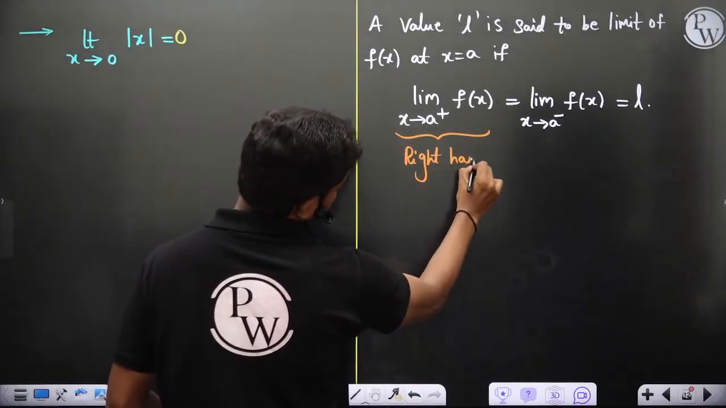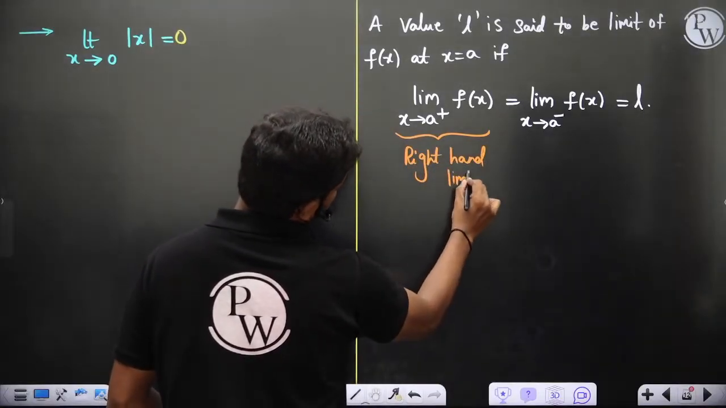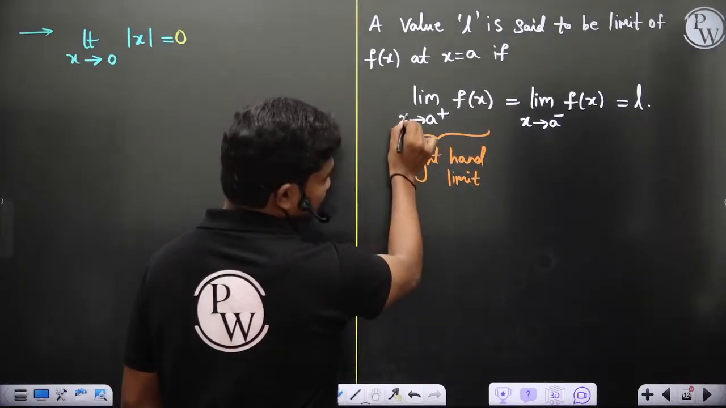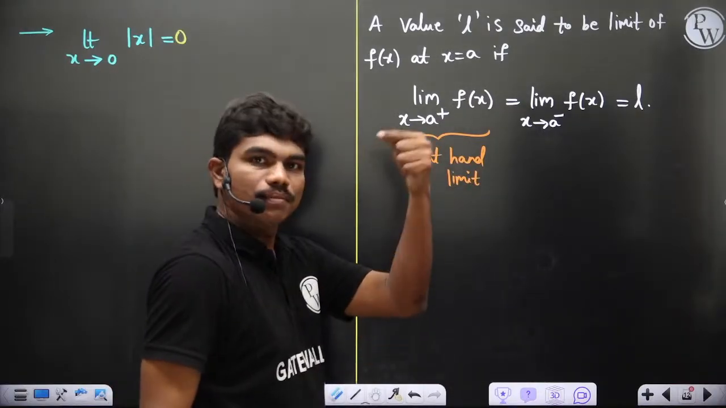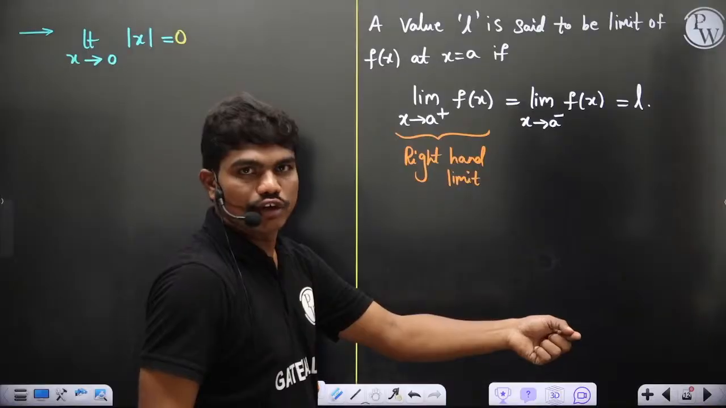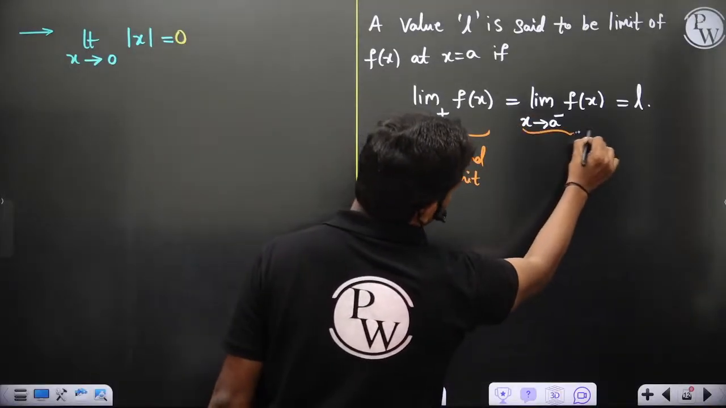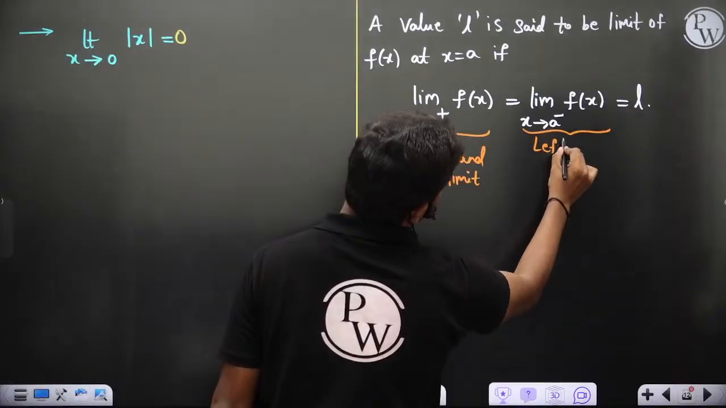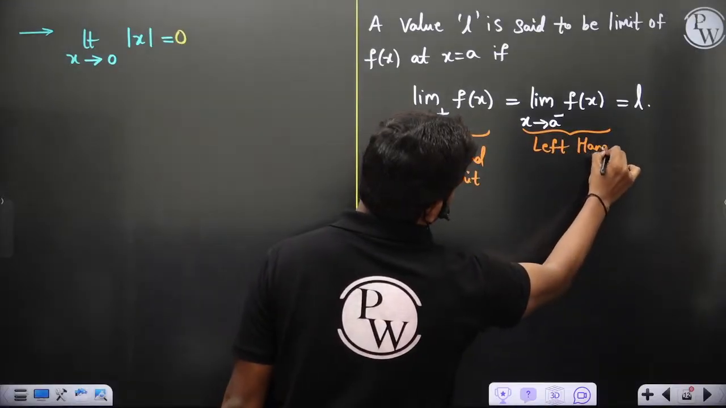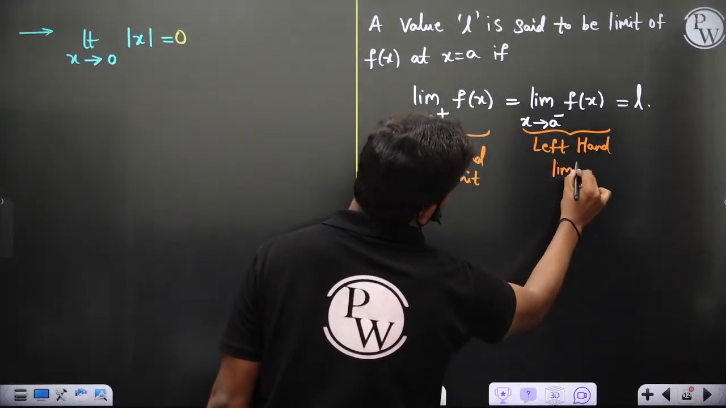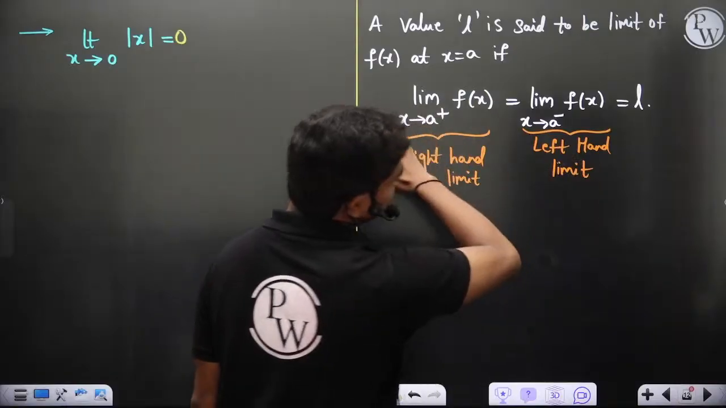Right hand limit. The meaning of x tends to a plus is that x is initially in the right neighborhood of a and it's approaching towards a. Like limit x tends to a minus is nothing but the left hand limit, and these two limits should be equal.